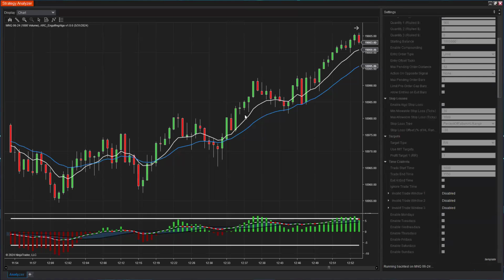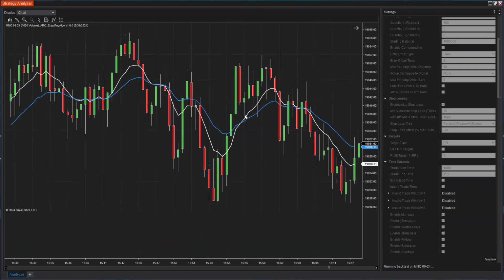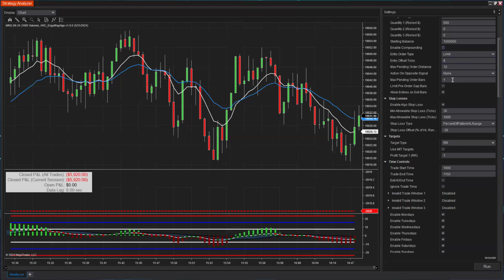We may want to point out that when you do the limit orders, you also can pick how many bars to keep that entry order open before it closes if it's not filled. Yeah, right now I think you have it at 1, but I might have to bump that up. Let's go to 3. Actually, let's go 2.